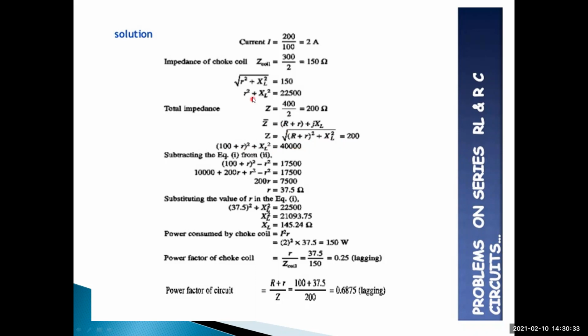Also, r square plus XL square is equal to 22500. Substitute here: 100 plus r square plus XL square is equal to this much. Subtract equations 1 and 2. This is one equation and this is the other equation. Then you will get small r is equal to 37.5 ohms. Subtracting the value of r from equation 1.